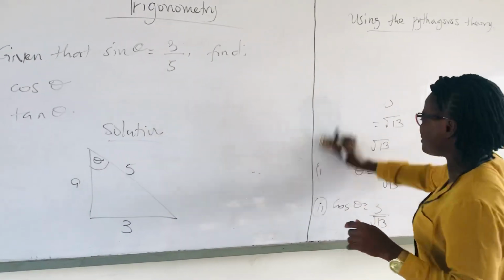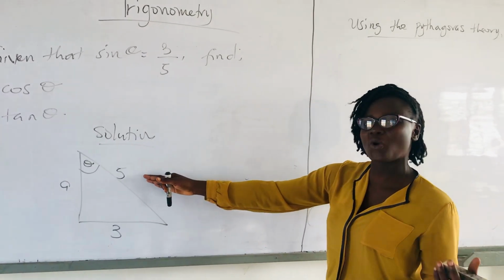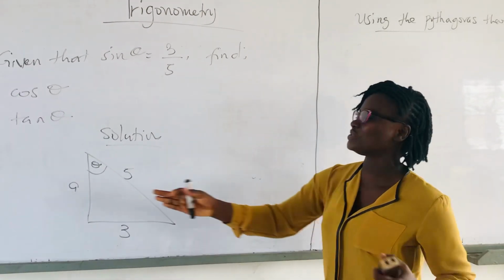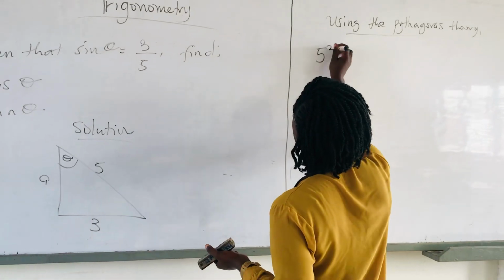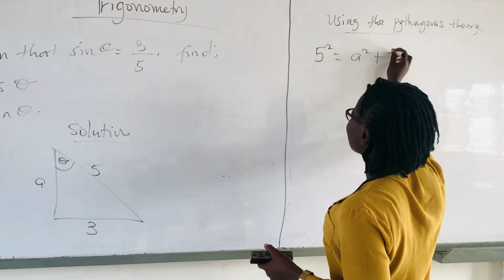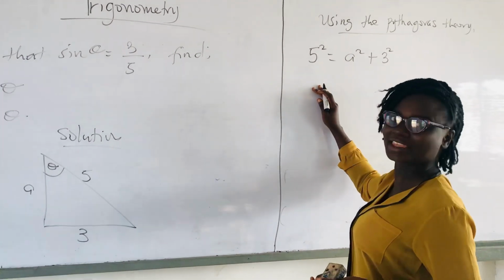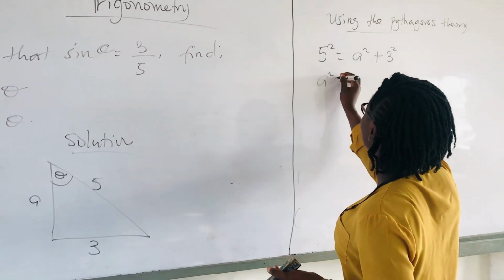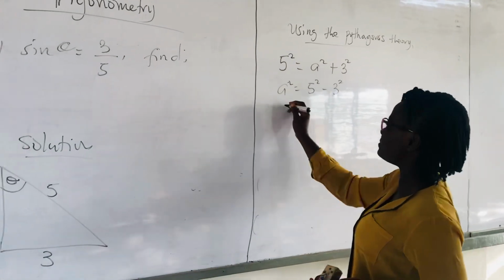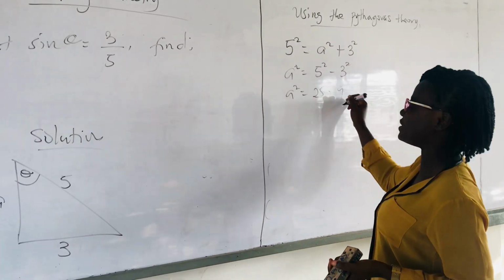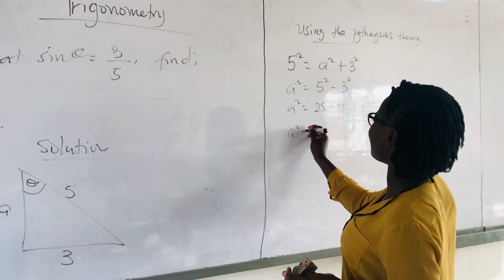Good. So we are going to apply the same Pythagoras theorem to solve for this side. I believe you know the Pythagoras theorem now. That is, the square of the hypotenuse is equal to the sum of the squares of the two other sides. So we have 5 squared equals a squared plus 3 squared. We are looking for a, so we have to group like terms. This becomes a squared equals 5 squared minus 3 squared, so a squared equals 25 minus 9, which is 16.